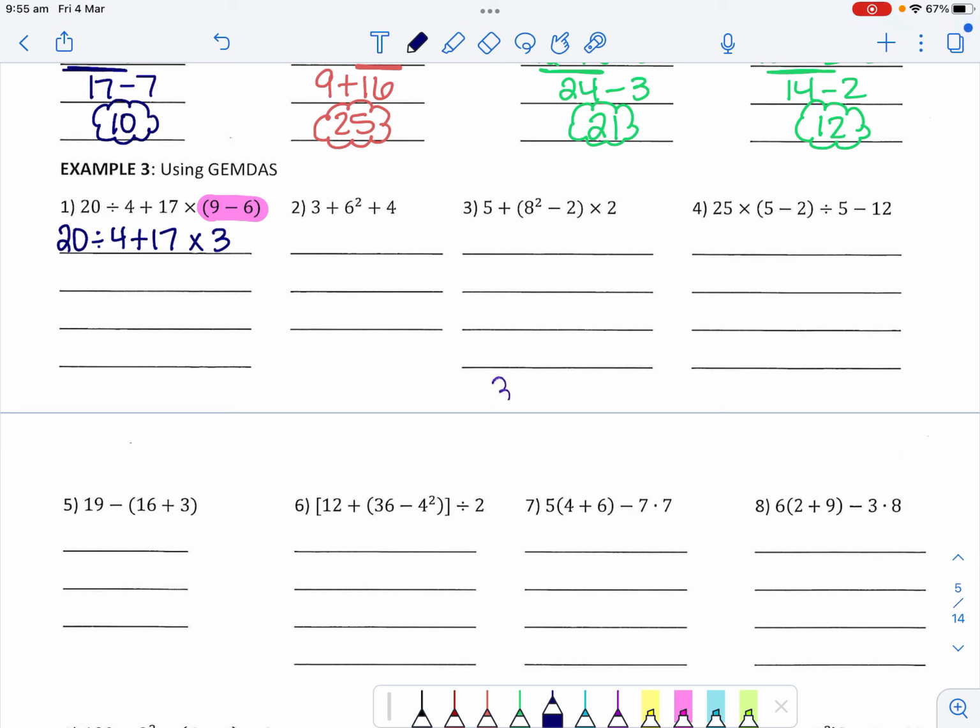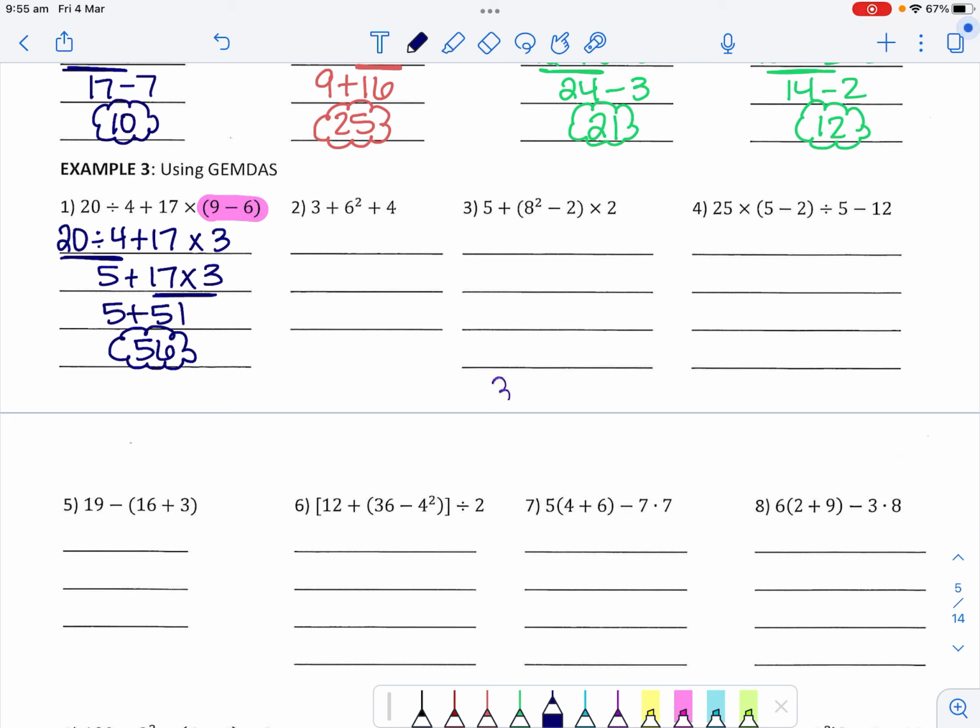Then from left to right, division comes first. So 5 plus 17 times 3. This is one of those rare examples where they're using the X for times. So 17 times 3, 5 plus 51 is 56. You can see that I'm using every line.